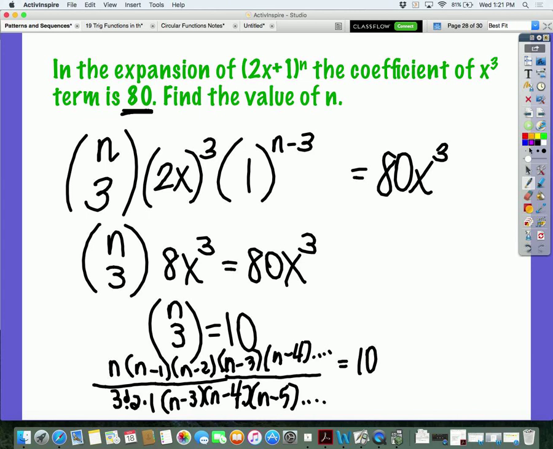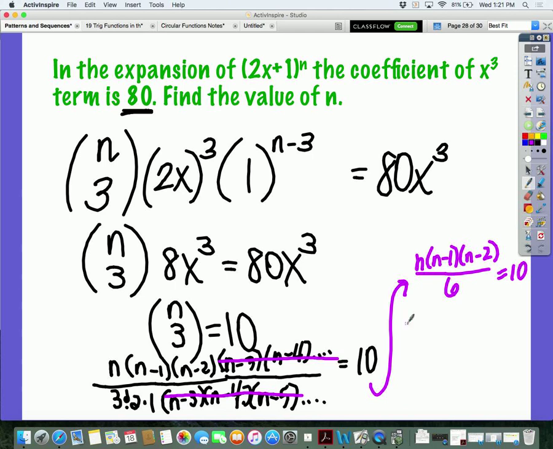And what actually happens is things are going to cancel out. The n minus 3, n minus 4, n minus 5 cancels out with the n minus 3, n minus 4 at the top. So basically we'll have n times n minus 1 times n minus 2 all over 6 equals 10. And what that basically turns into is something that we can actually solve using old school algebra.